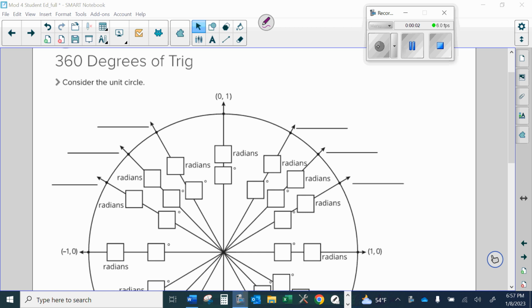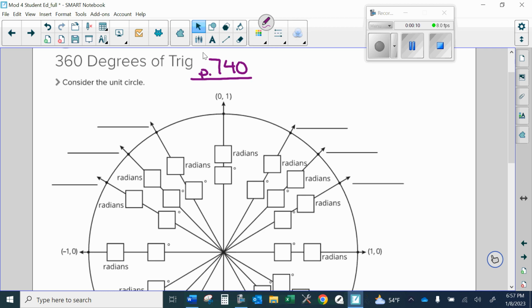Okay, students, today what we're going to do is go through the unit circle. This is page 740 in the Carnegie book. So this is what I want you to do. I want you to turn to page 740. You have this exact drawing. I'm going to show you how to fill it out, how to do the calculations. Okay, you're going to fill it out on this sheet.